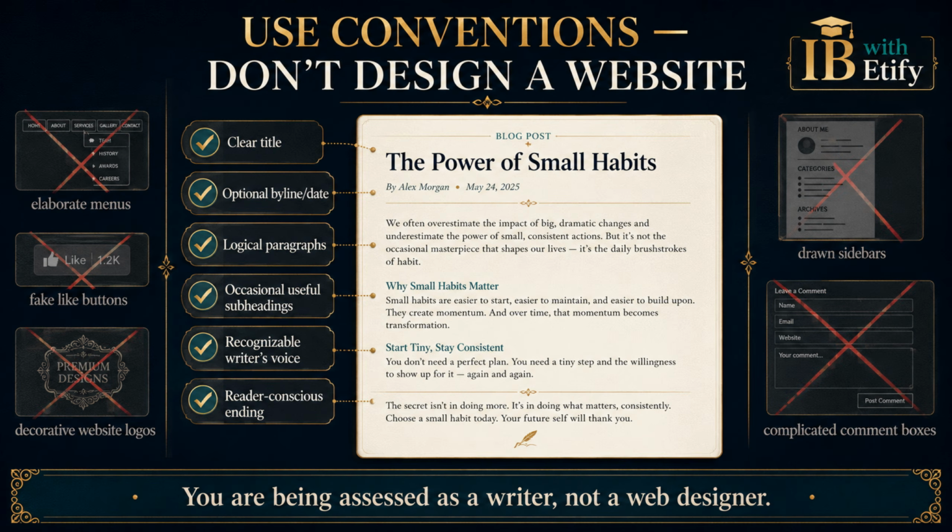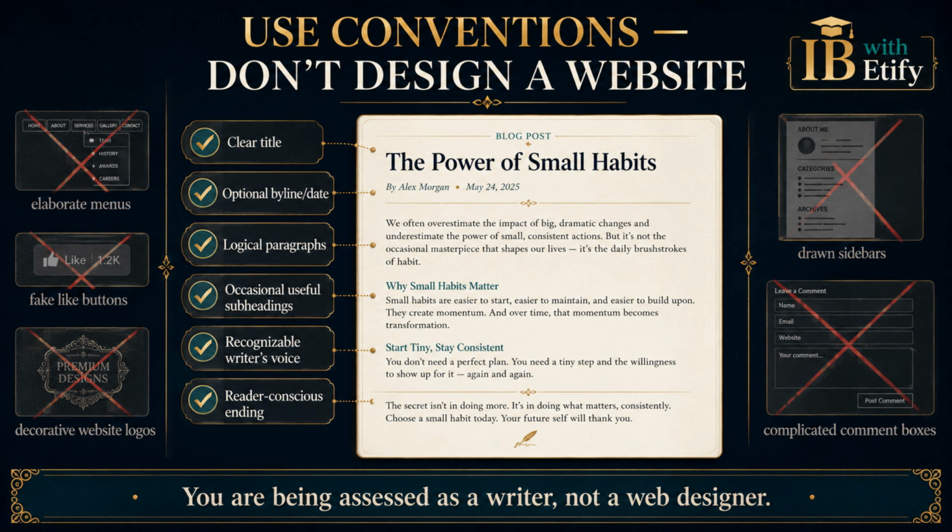Now let us discuss the visual conventions of a blog. A clear title is highly advisable. You may include a byline or date if it fits naturally. You may also use occasional subheadings, particularly if the subject is informational or advice-based. For example, what we discovered, why it matters, what you can do, but do not turn your response into a collection of fragments. The visible layout matters, but the deeper conventions matter more. A recognizable writer's voice, awareness of readers, an appropriate public tone, clear paragraphing, and an ending that creates a sense of completion or interaction. Do not waste examination time drawing website logos, menus, sidebars, profile photographs, like buttons, or elaborate comment boxes. You are being assessed as a writer, not as a web designer.